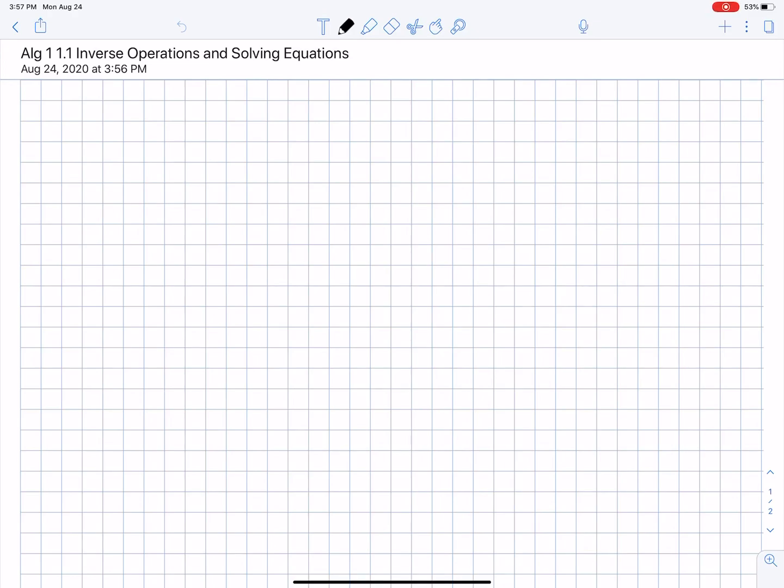Hi, Algebra 1. So for this section, we're diving into your book. This is section 1.1. By the way, it's always chapter and then the section of the chapter. So chapter 1, section 1. And we're working with inverse operations and solving equations.